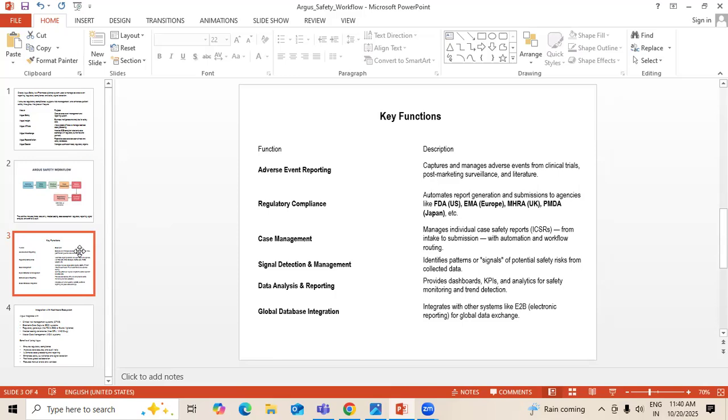Next, global database integration. For any application, not only pharmacovigilance, whenever we are working on applications, integration plays a vital and important role. So we integrate with systems like E2B electronic reporting systems for global data exchange. So global database integration is also used. These are the major key functions of Argus generally being used.